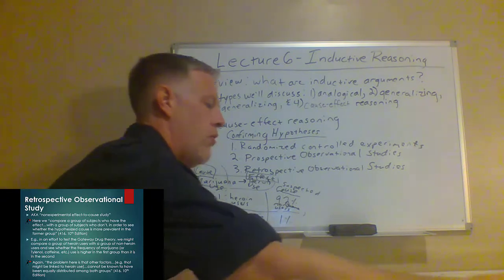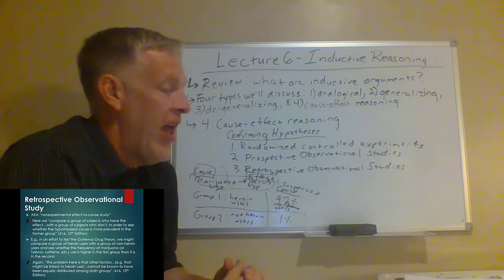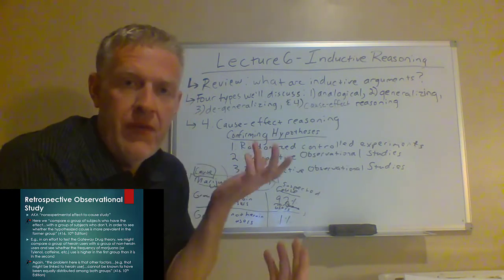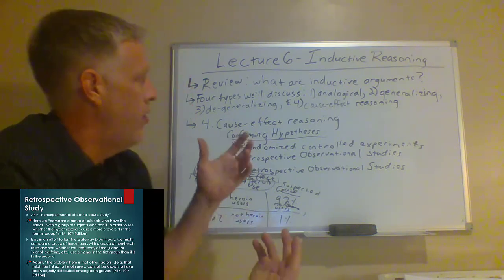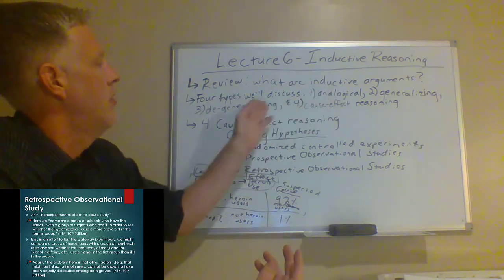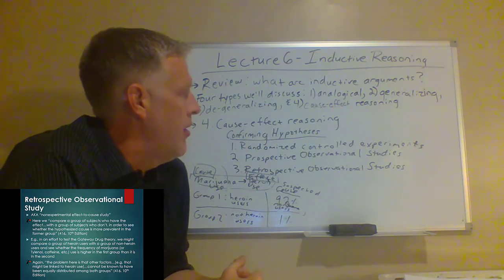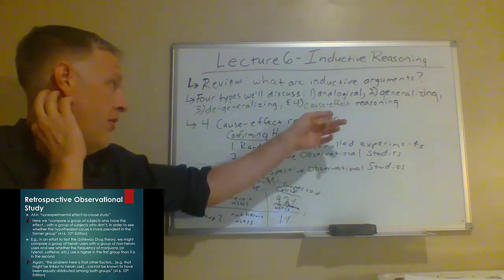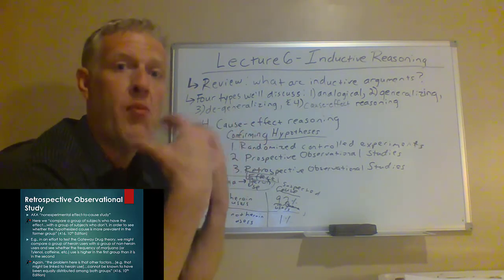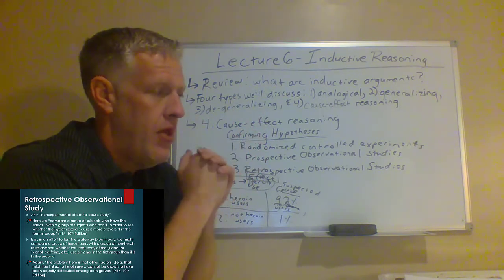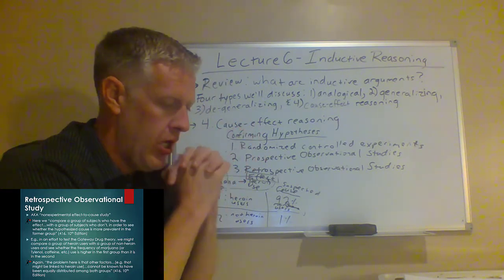Okay. We went through quite a bit there. Just to quickly rehash, we reviewed what inductive reasoning is in general, or what inductive arguments are in general. And then we went through in much more detail the four types of inductive arguments or inductive reasoning that we come across. I spent a lot of time detailing those, in particular cause-effect reasoning here at the end. We went through various ways we go about forming these hypotheses that we're working with, and then confirming them as well, or trying to. Okay, so a lot going on here.